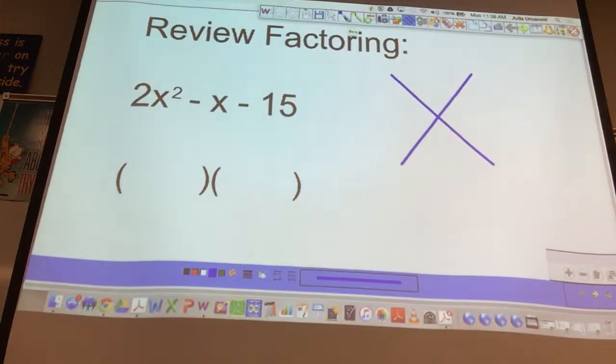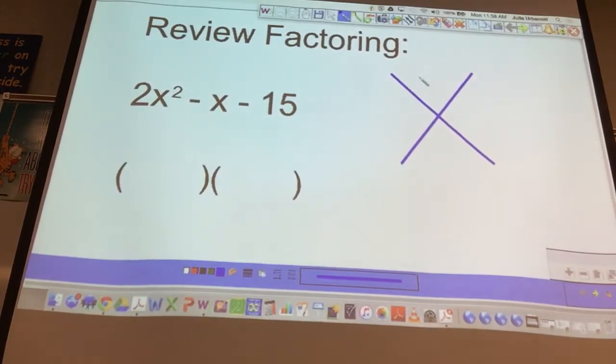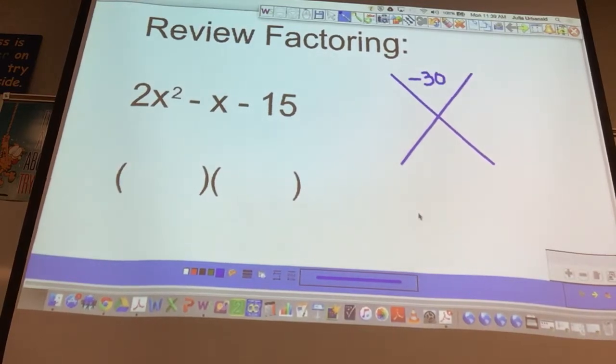Other ways, and that's fine. Just see if your answers come out the same. What goes on top? Remember back to factoring, what goes on top? The first and the last, 2 times negative 15, so it's negative 30. You can just watch. You can be open to 6-2, but this isn't written for you anywhere. This is just for review.